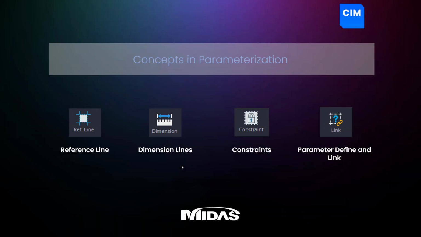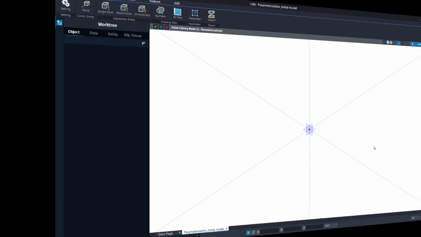In this video, we will learn the basic concepts of parameterization in the user section mode. So we are having 4 options over there, starting from the reference line, and next we are having dimension line options. Following that we are having constraints, and at the last we are having option for parameter definition and the linkage option. So these are the 4 options which are available under the parametric tools group under the user section mode.